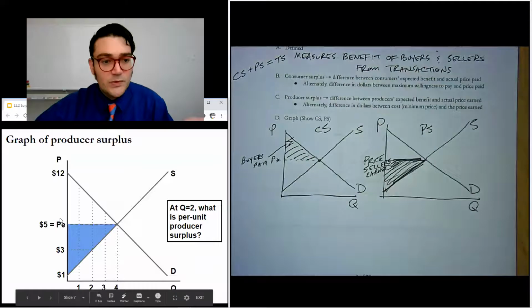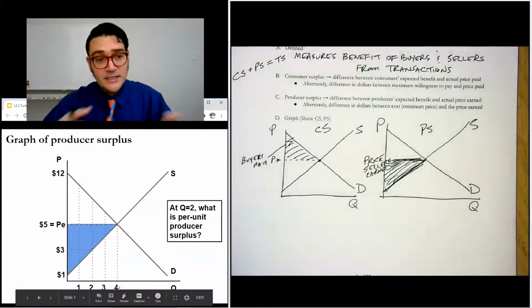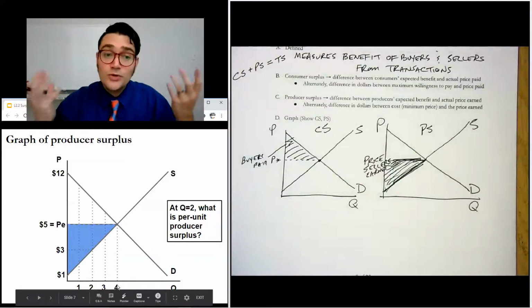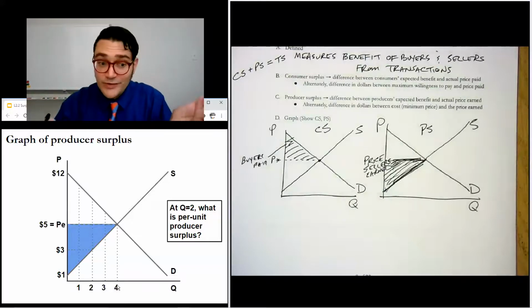Now, just like that other one, 5 minus 1 is 4. That's the height of the triangle. Times 4 is 16. Divided by 2 is 8. So in that picture right below me, the total producer surplus is 8. The per unit at quantity 2, hopefully you can do that one, 5 minus 3 is 2.